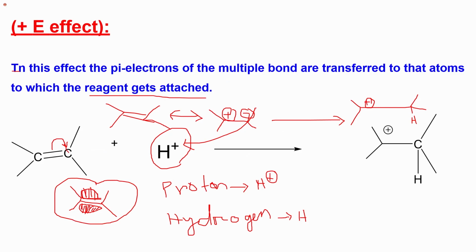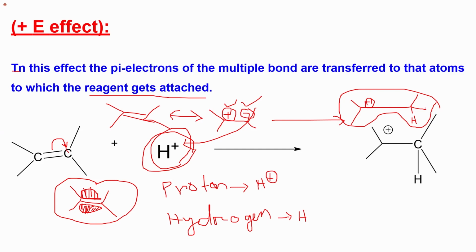Now let's say in this double bond, the whole electron density goes towards one carbon atom. Then there will be a polarity difference: one carbon will be positively charged, and one carbon will be negatively charged. Now in this reaction medium, let's say there is a proton source. This proton will be taken up by the negative carbon. It will generate one positive charge here and one hydrogen atom attaching here. This is called the plus E effect.